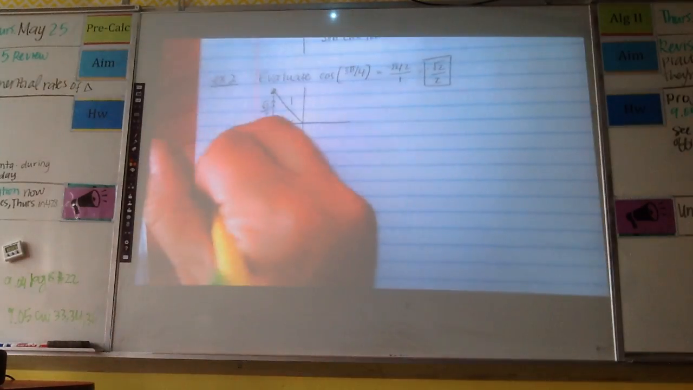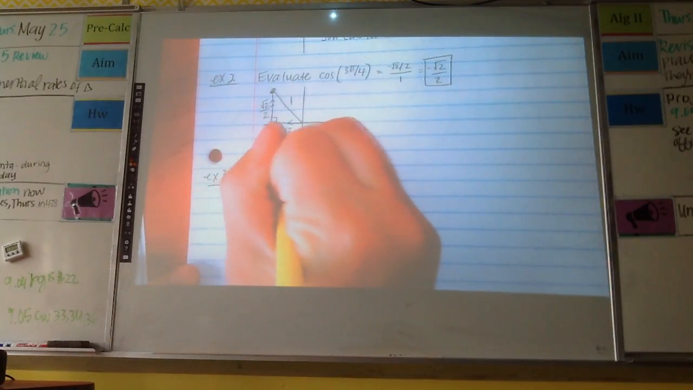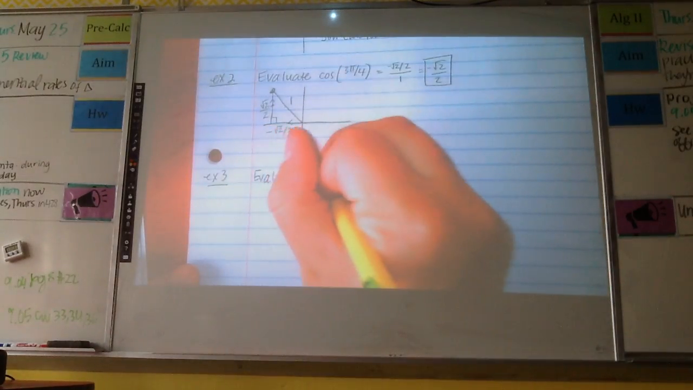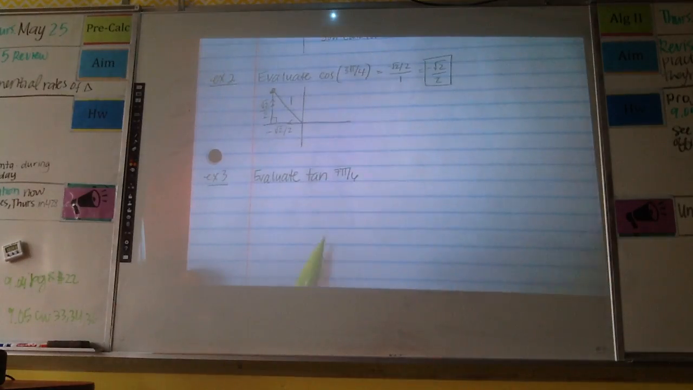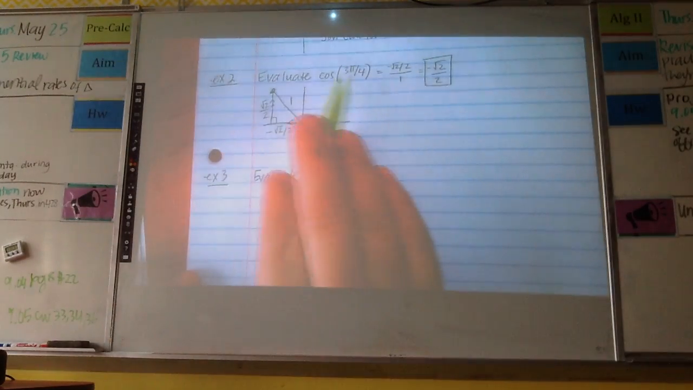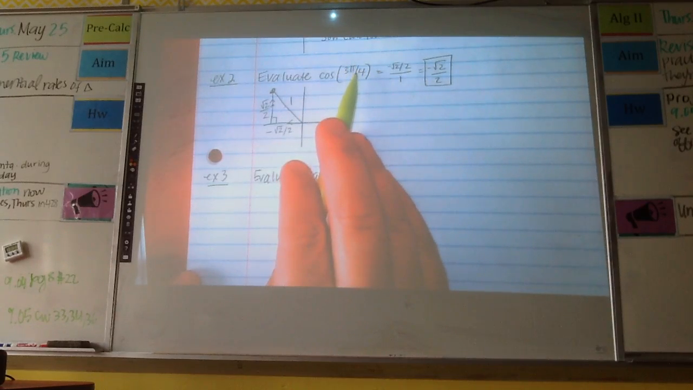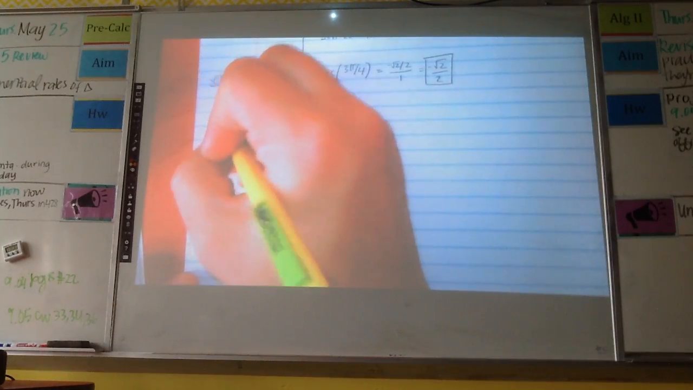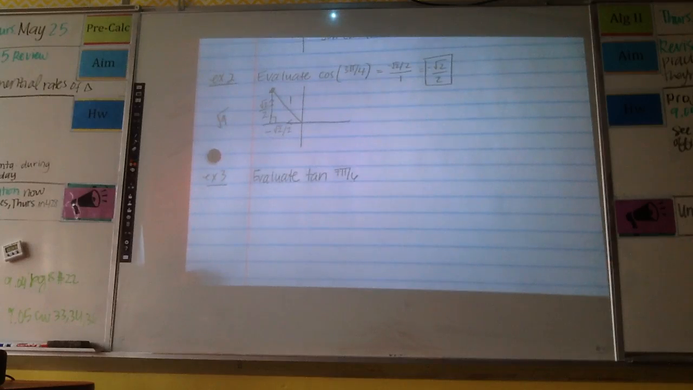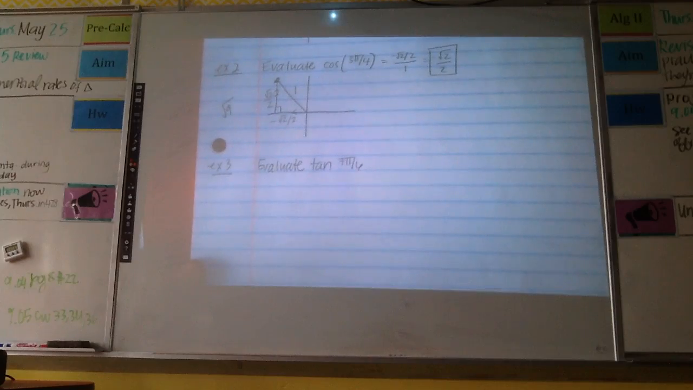Example 3. I need to evaluate the tangent of, let's do 7 pi over 6. You don't have to put the parentheses in. I usually like to, because it helps remind ourselves the angle is something you're putting inside of the function, much like 9 is a number you can put inside of the square root of 9, or cosine of 3 pi over 4. You don't have to put those parentheses. Okay, 7 pi over 6.